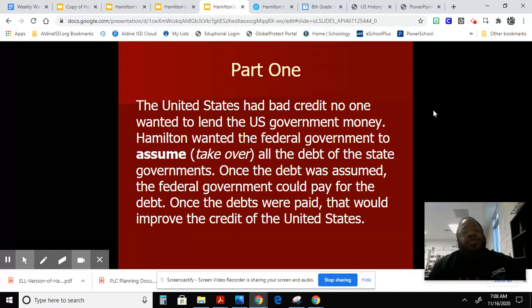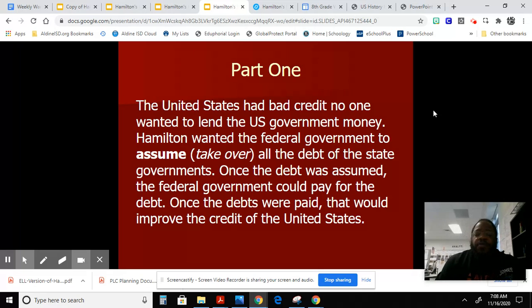So let's look at that first part of his plan. The United States had bad credit. No one wanted to lend the U.S. government money. Hamilton wanted the federal government to assume, or take over. It's one of our vocabulary words. Assume means to take over all the debt of the state governments. Once the debt was assumed, the federal government would pay for the debt. Once the debts were paid, that would improve the credit of the United States.